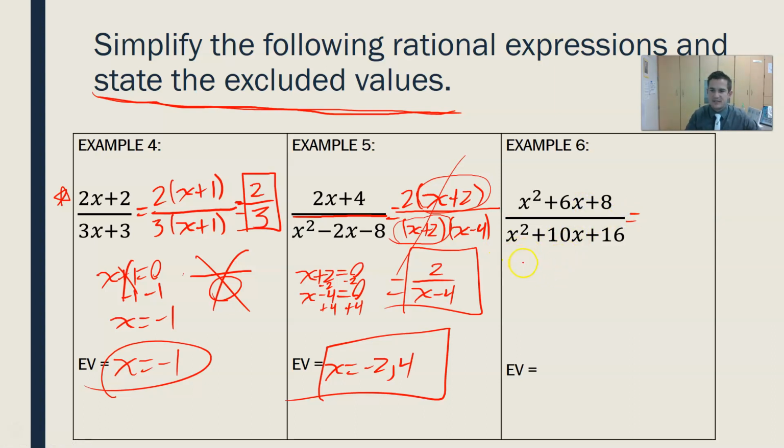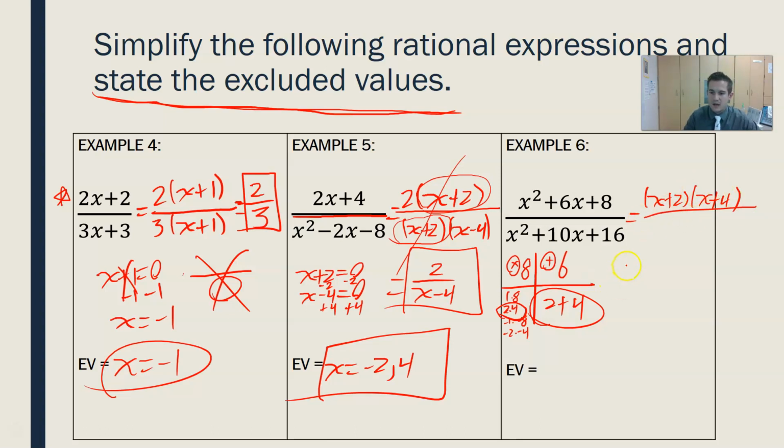So x squared plus 6x plus 8, I need to find two numbers that multiply to make 8 and add up to 6. Well, I have 1 times 8, 2 times 4, negative 1 times negative 8, negative 2 times negative 4. Well, 2 times 4 is 8, and 2 plus 4 is 6. So my factors are going to be x plus 2 times x plus 4 on the top.